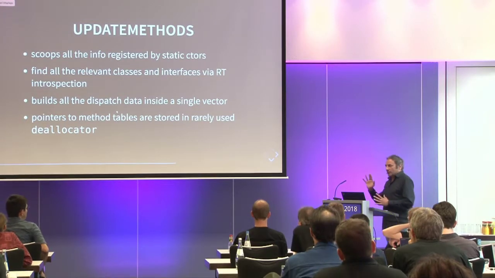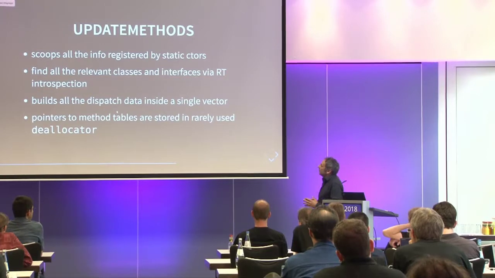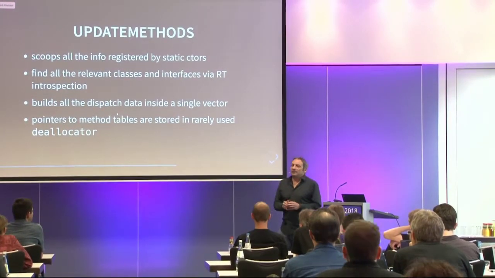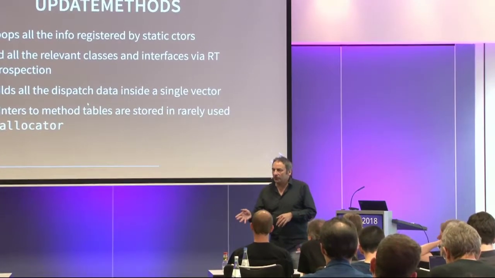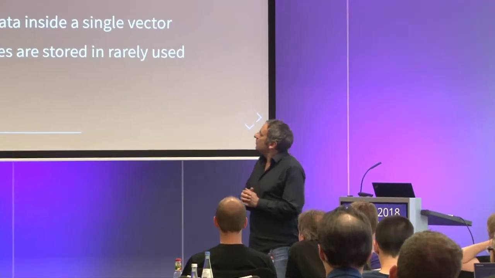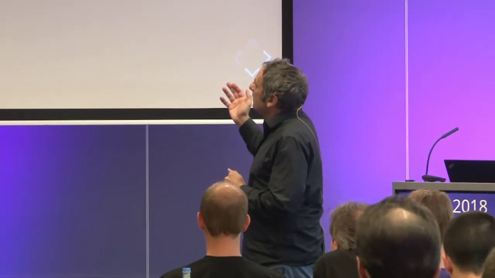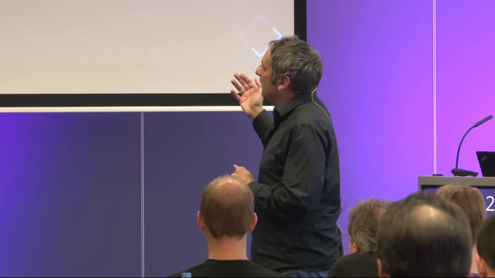Okay, those steps happen at compile time. At runtime, before you call open methods, all those static constructors which have been generated are going to fill data structures. And then in main, you call update methods, and it examines all those data structures. It finds all the classes that are concerned by method calls, including classes in modules which do not mention open methods at all. You can create methods that take virtual object.